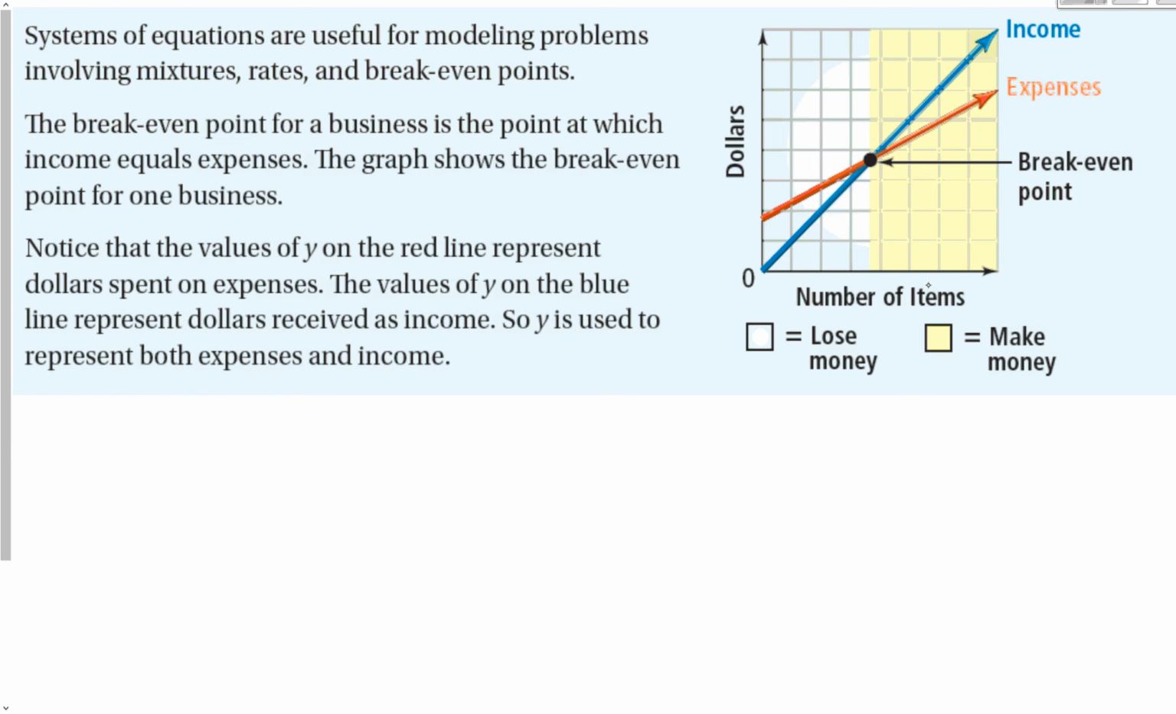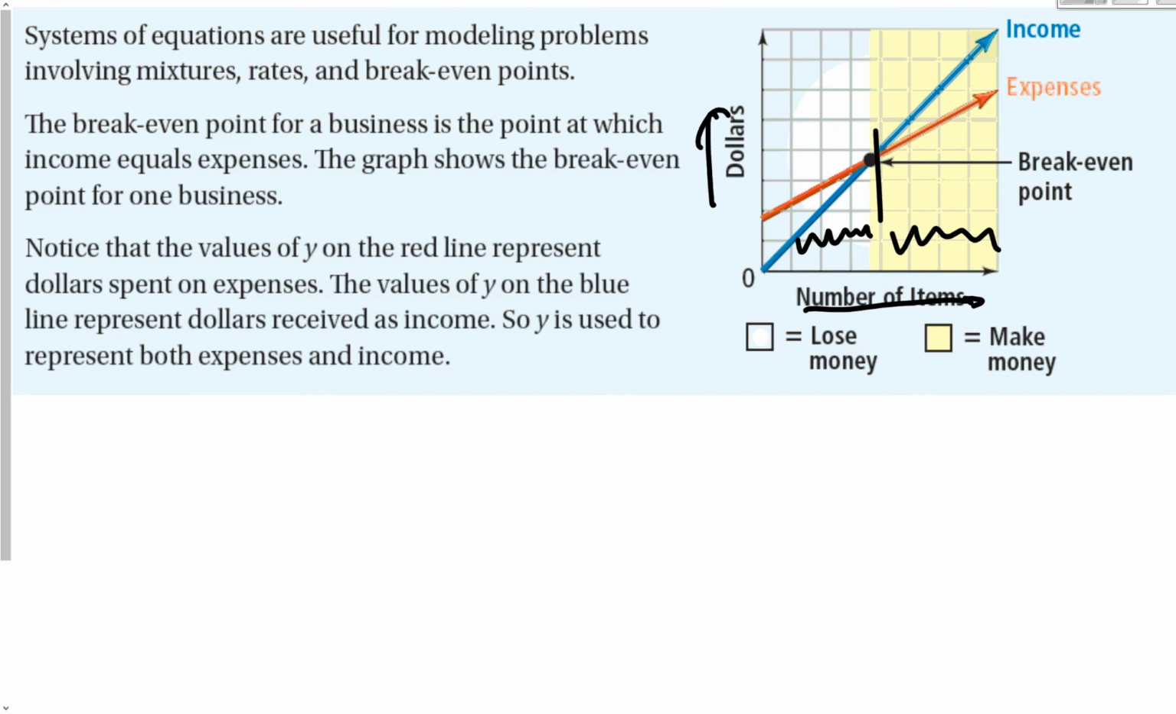So you can see as the number of items that is sold goes up, the amount of money they make goes up, and eventually here they're losing money, but eventually they come to this point where the income line is higher than the expenses line, and that's called the break-even point. And over here is where the business makes money. And that's what this says right here, that the values of y on the red line represent dollars spent on expenses. The values of y on the blue line represent the dollars received as income. So y is used to represent both expenses and income in this example.